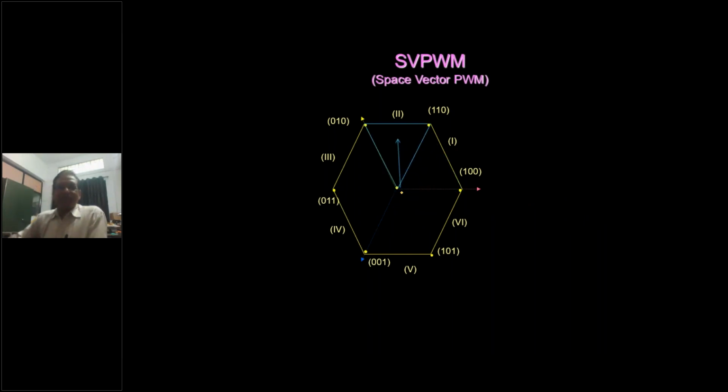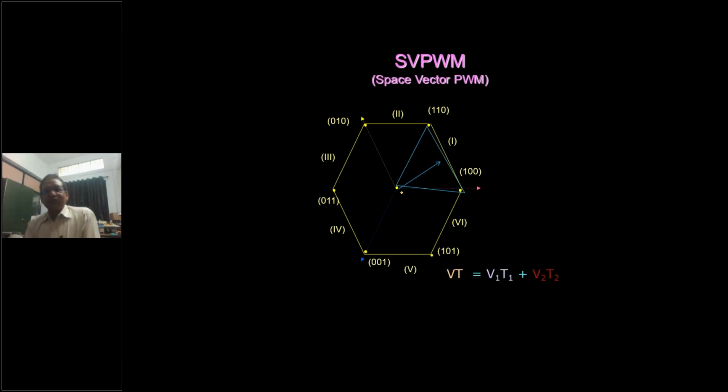First, identify which sector the desired, meaning required, vector is traveling in. This triangle shows a sector, so there are 6 sectors: sector number 1, sector number 2, sector number 3, now sector number 4, sector number 5 and sector number 6. It is traveling like this. Now identify the sector: my vector is in the first sector.